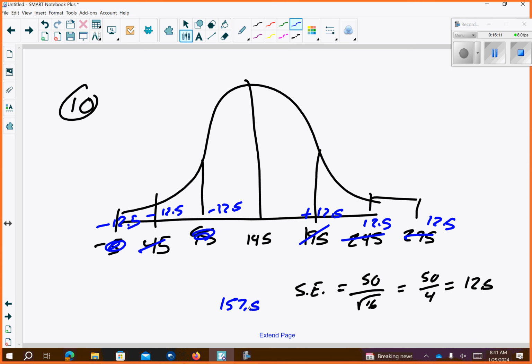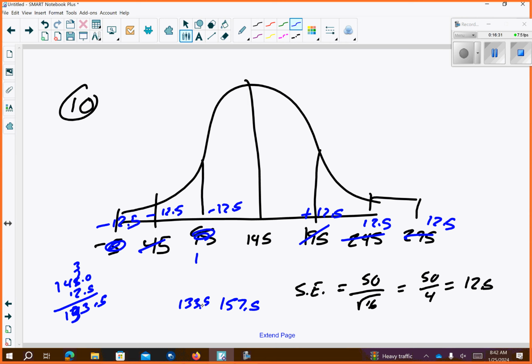And if I were to subtract 12.5 from 145, I don't know, I can't do it in my head. So come on, you can do this. No, I can't. That's 143.5. Nope, 133.5, sorry. So 133.5 is our lower.